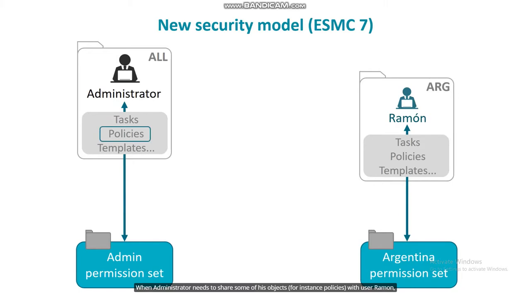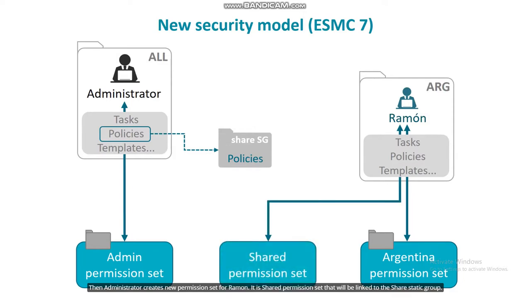When administrator needs to share some of his objects, for instance policies, with user Ramon, administrator creates a new static group that will be used for object sharing. Administrator duplicates his policies to this static group. Then administrator creates a new permission set for Ramon. It is a shared permission set that will be linked to the shared static group.